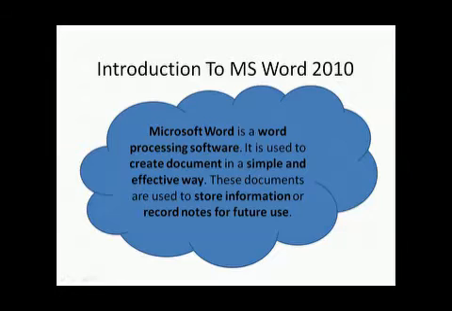Like we use a notebook to write words and sentences, in the same way, MS Word allows us to type the text on a computer. A word processor is an application software that helps us to type, edit and format the text. Simply you can say Microsoft Word is a word processing software which is used to create a document in a simple and effective way.